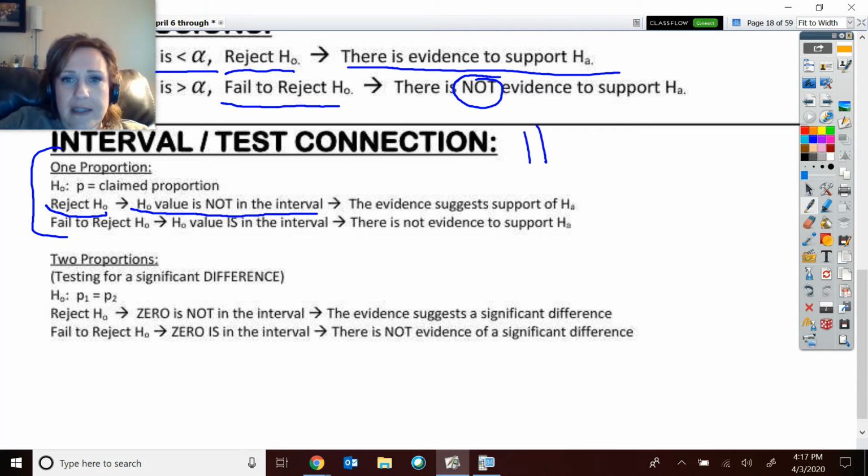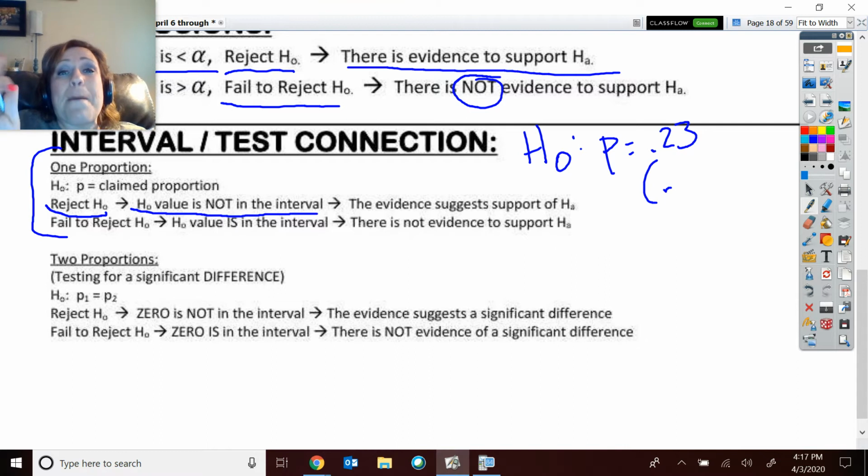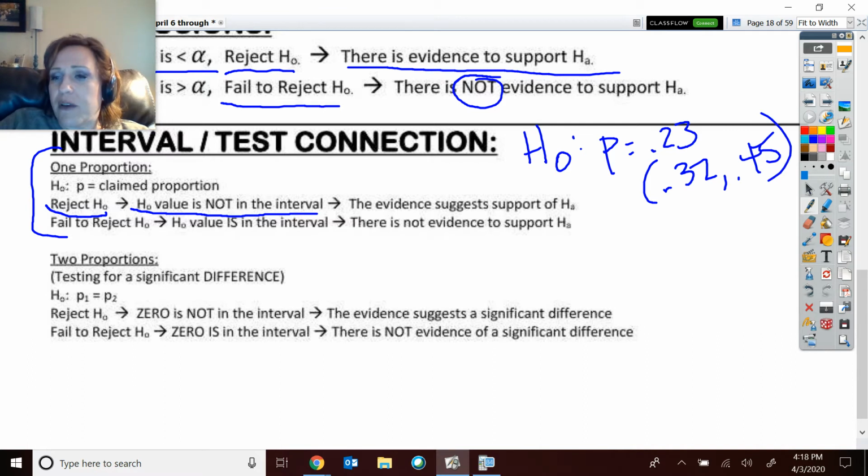That would be something like this. If we are claiming that a proportion is 0.23 and we get a p-value that rejects it, well, our interval might be something like this. It's going to be completely above or completely below the 0.23, 32 to 45 or whatever. Okay, completely above or below.